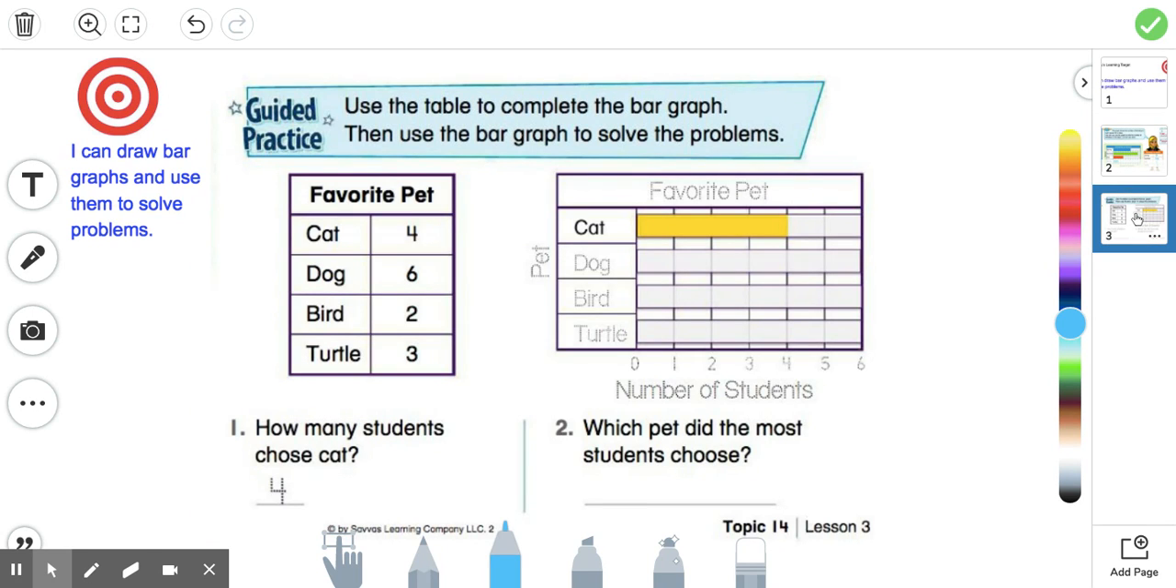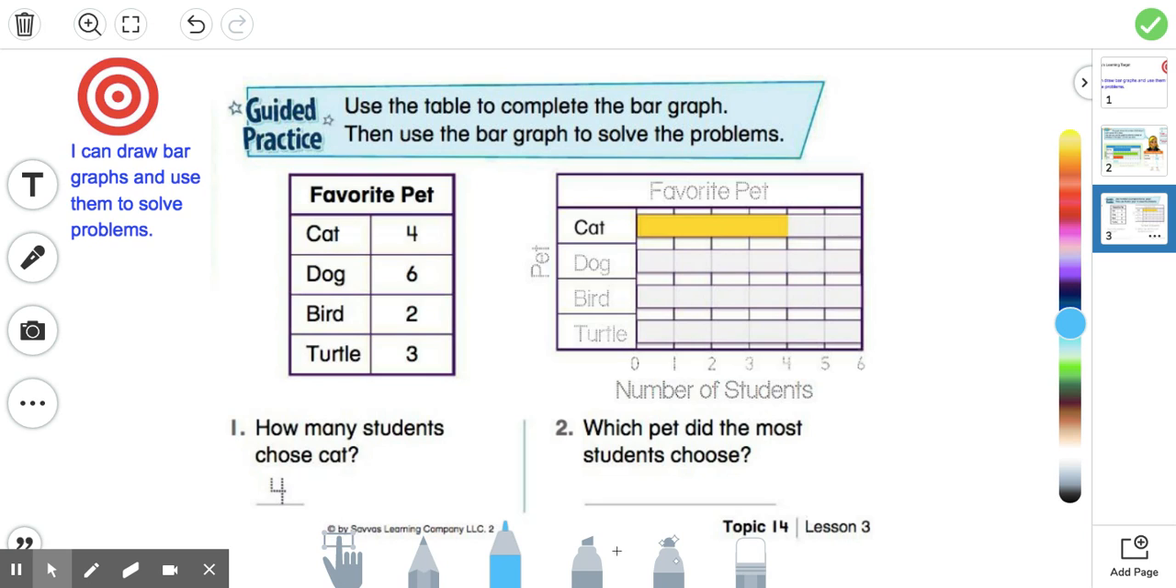I'm going to show you another example. This is a different graph. This one's not complete yet. Our table is complete, but the graph is not. So up here, where it says favorite pet, tells me that our bar graph is also going to be titled favorite pet. Over here, we have the pets. We have cat, dog, bird, and turtle, and then the number of students below.